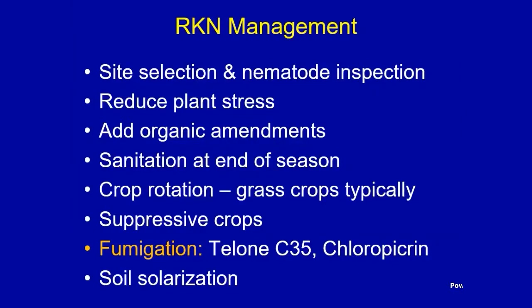So as far as management, when you think about site selection and nematode inspection, if you're choosing your garden or your production field, you want to go to that field before you buy it or rent it or plant in it, and then take a soil sample, first for fertility, but also a second sample for nematodes. Go through the field, take a soil sample, send it to the lab, and let's see what nematodes you might have there that might be damaging to the crops you plan on growing. And if you have a heavy root knot population, you might want to avoid it.